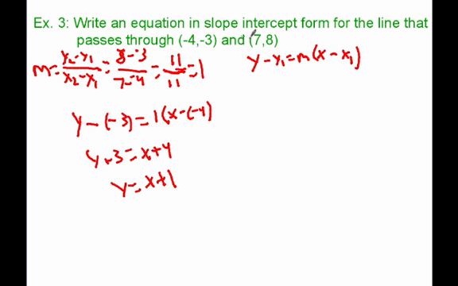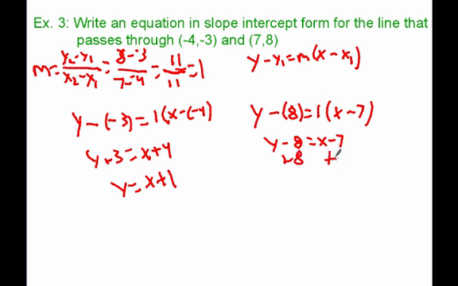On the other side, I'm going to do the same thing with 7, 8 now, and I'm going to show you that this will come out to the exact same thing. So I'm going to say y minus 8 equals 1 times x minus 7. That's y minus 8 equals x minus 7. Add 8 on both sides. I get y equals x plus 1. So you can see that it doesn't matter which point I put in, I still get the same answer.